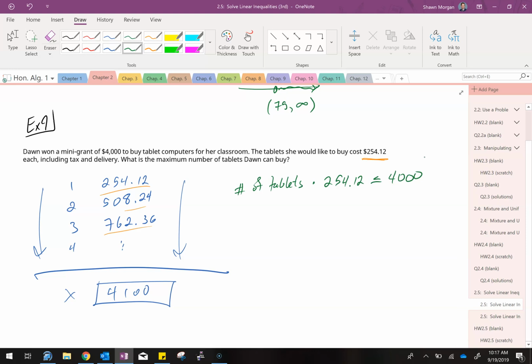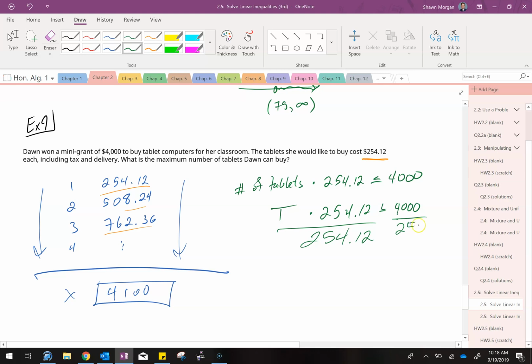Now, the number of tablets is what we don't know, so I could make that be my variable. I'll just do T for tablets. 254.12 T less than or equal to 4,000. All right, and now, Sam, what would I do to both sides? What undoes a times by 254? You divide. Good. Divide by 254.12. Divide by 254.12.